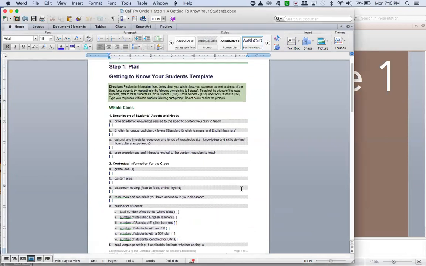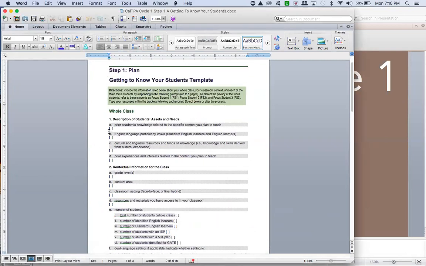Each one of the templates that you have for each step is going to have these brackets there. So prior academic knowledge related to the specific content you plan to teach. Big key, there are brackets for a reason. Do not delete those brackets. You are only to type in between them. And if you delete them, it is going to cause problems for you when it comes to grading.